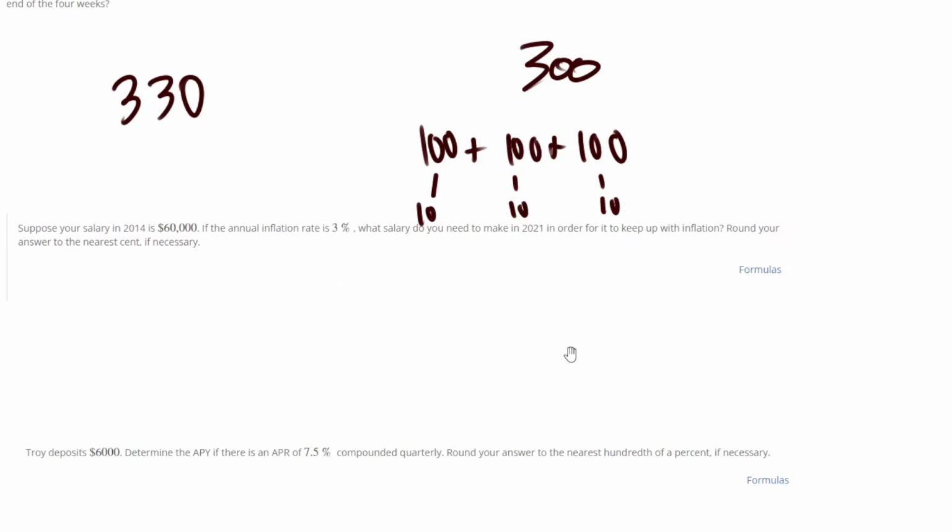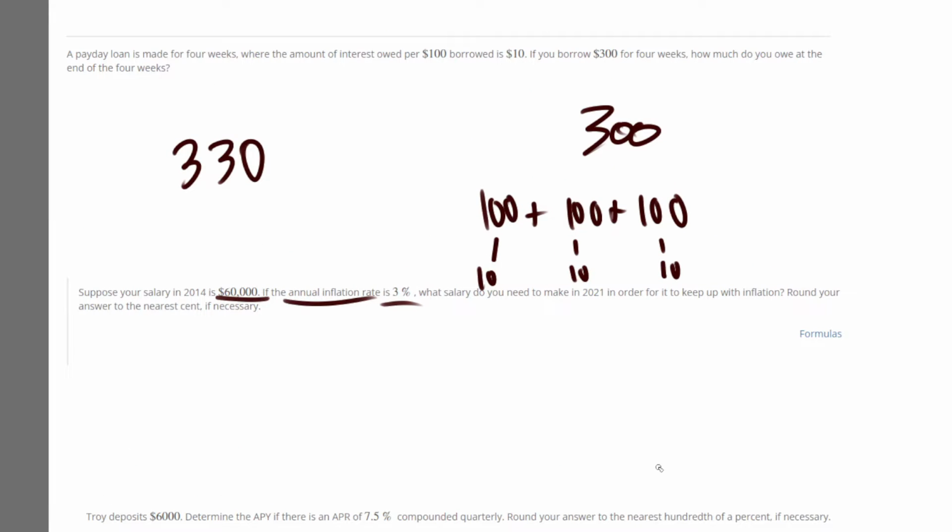So suppose your salary in 2014 is $60,000. The annual inflation rate is 3%. What salary do you need to make in 2021 in order for it to keep up with inflation? So we have our principal, basically, and we know it's an annual inflation rate of 3%. And we want to find out what we need to keep up with inflation. So we'll do 60,000, my bad.